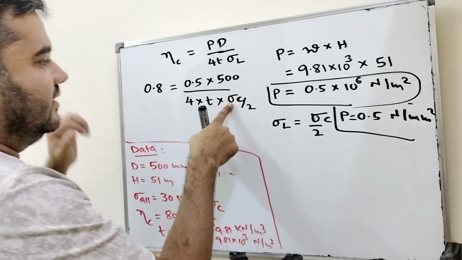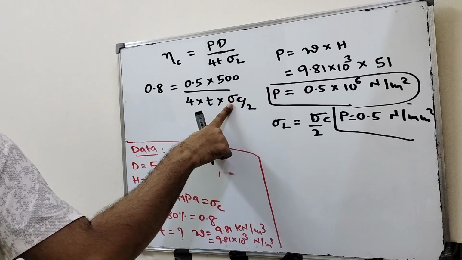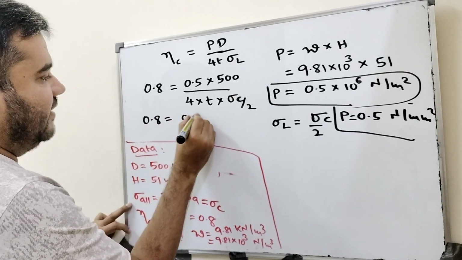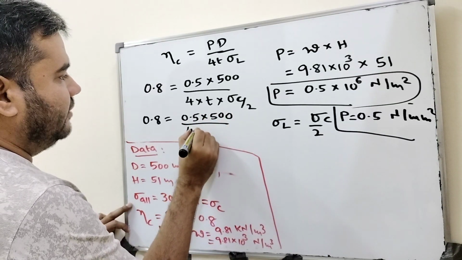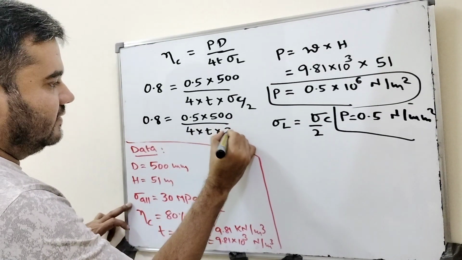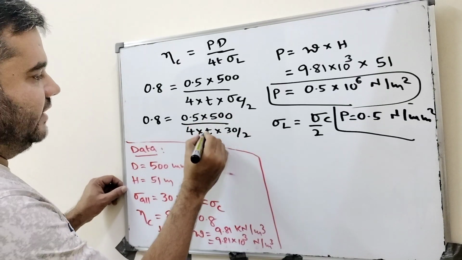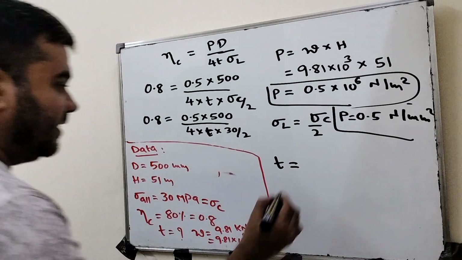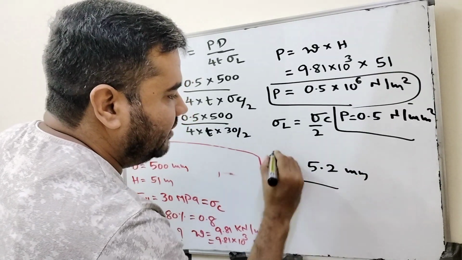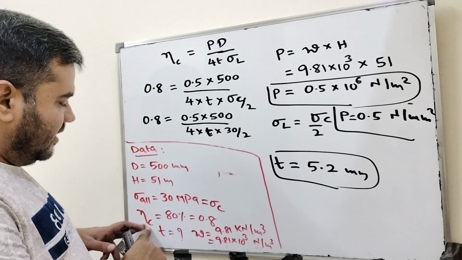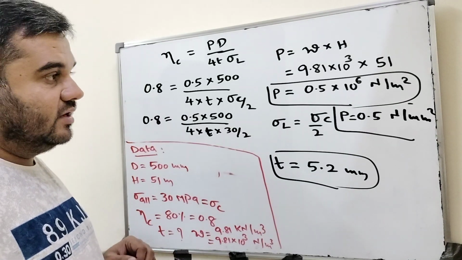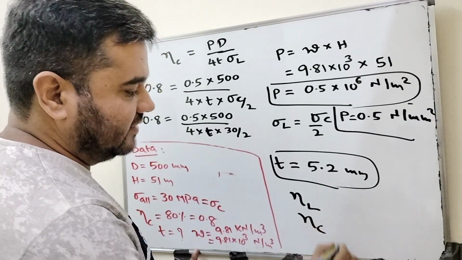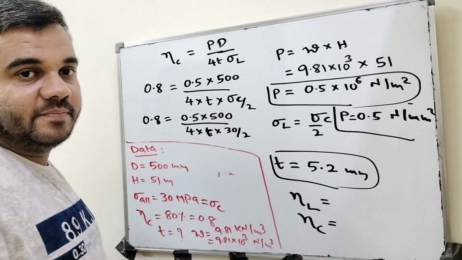Now what is sigma C? The maximum allowable stress is given, and that is nothing but sigma C. Substitute: 0.8 equals 0.5 into 500 divided by 4 into T, into 30 divided by 2. Only T is unknown here. Simplifying, the thickness of the cylinder comes to 5.2 millimeter. This is how, if the efficiency and allowable stress are given, you calculate the thickness. You have to apply two formulas in this problem, the longitudinal efficiency and the circumferential efficiency that we derived before. So this is how the calculation is done.